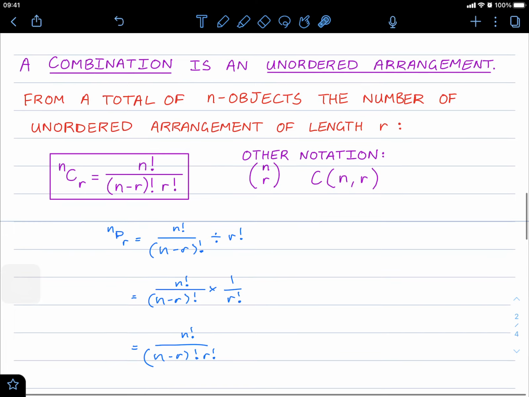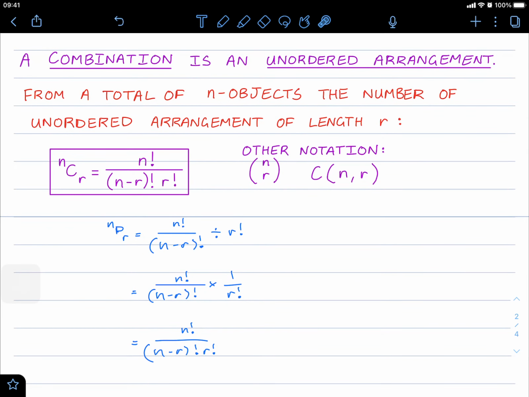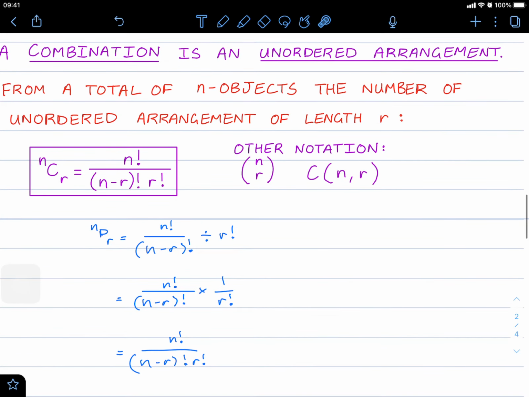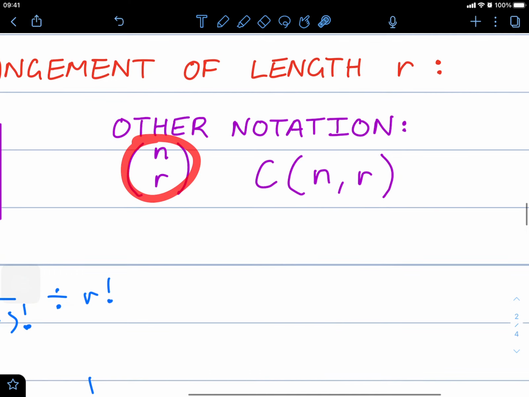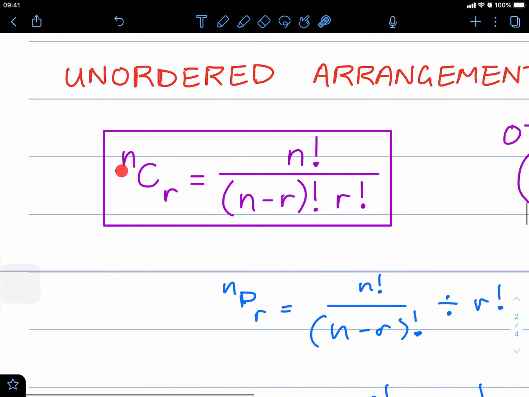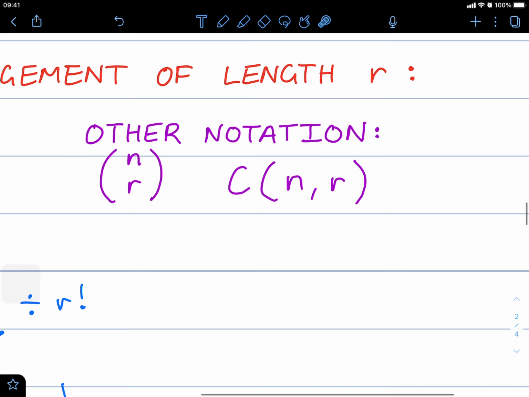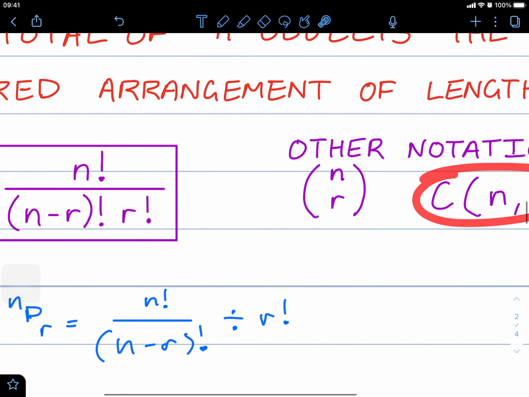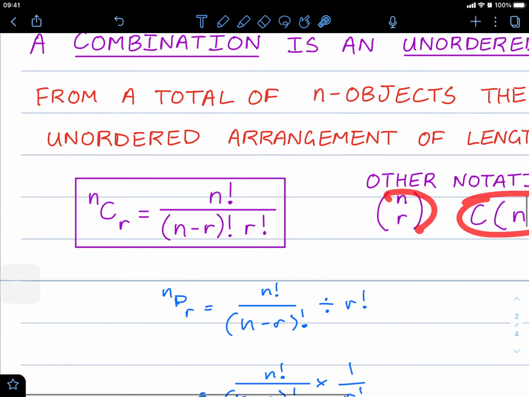Now, if you go online, and actually later on in the unit, we actually have different notation for this. This is the one that we're going to use from now on. And the way you pronounce it is n choose r. If you go online, you might see it like this, but the two that we will most definitely be using are these two here.